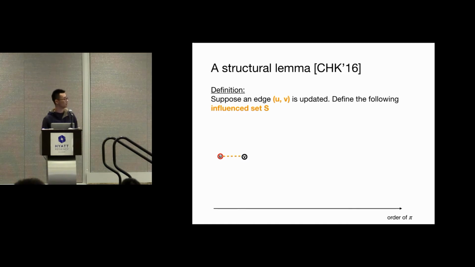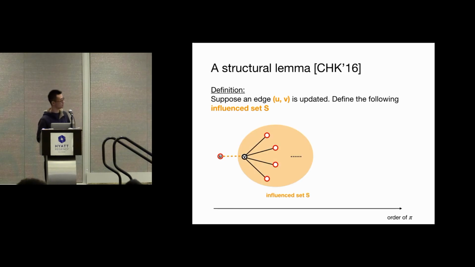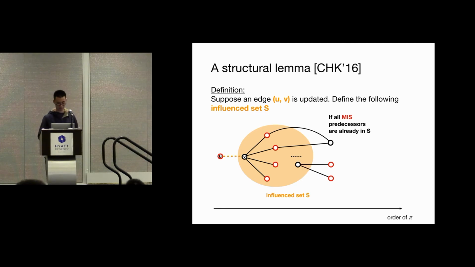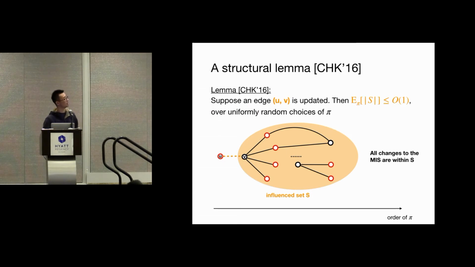Suppose there's an edge update between u and v in this graph. It is an edge deletion. We define the following influenced set. We grow this set by adding all of the MIS successors to this set. And inductively, we add two kinds of vertices to this set S. The first kind is all non-MIS vertices whose MIS predecessors are already in this yellow area. For the second kind, we go over each non-MIS vertex in this set S, and we add all of its MIS successors to this set. We can prove that any change to the greedy MIS incurred by this edge update is within this yellow area. So the lemma says the expected size of S is bounded by a constant.